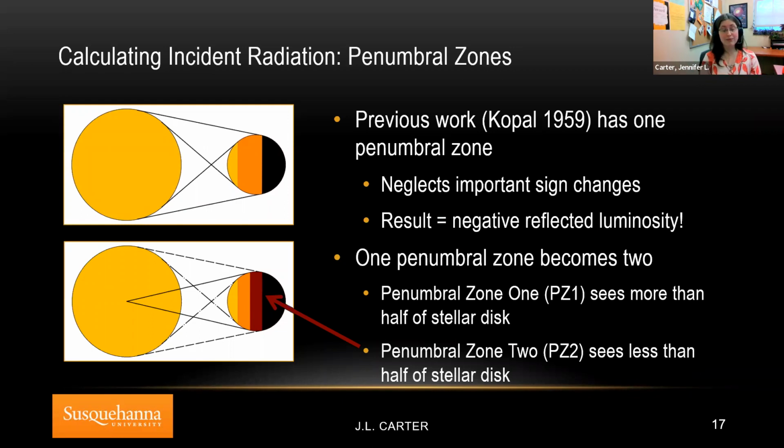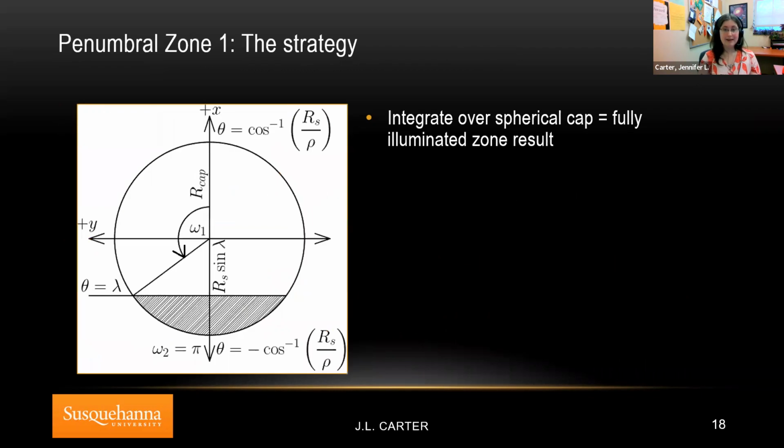Let's talk about how we might approach calculating the incident radiation within these two zones. My goal is to do this analytically as far as possible, because that tends to play nicer with the data analysis methods I use to analyze exoplanet-like curves. I'd like to avoid numerical solutions. So for now, let's take this as far as we can analytically.